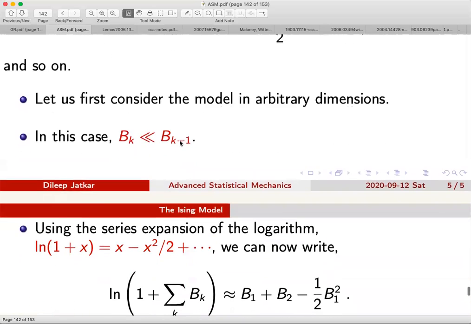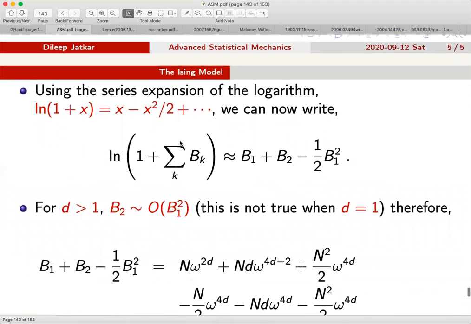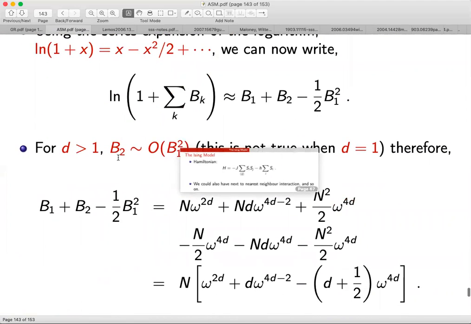Okay, that is why I said I'll get back to you on that. Okay, so this statement that b2 is of order b1 squared is true for higher dimensions, not really true for d equals 1. Okay, but let's work with generic dimensions. In that case, you can write down this quantity b1 plus b2 minus half b1 squared as this expression.